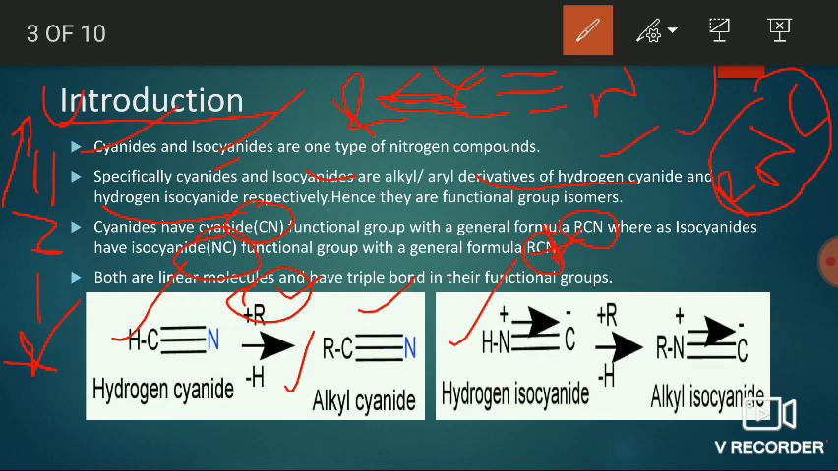Here HNC is hydrogen isocyanide. Here there is a triple bond. It contains one sigma bond, one pi bond, and one covalent coordinate bond from nitrogen to carbon atom. If you replace H with R, then we get the corresponding isocyanide, alkyl isocyanide. If R is an aryl group, then it is aryl isocyanide. Okay, fine. This is about the introduction of cyanides and isocyanides.